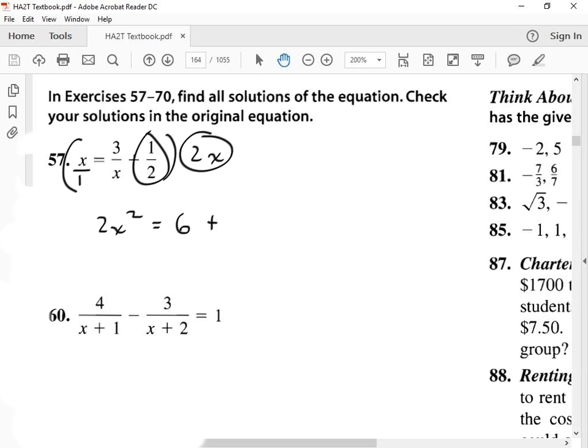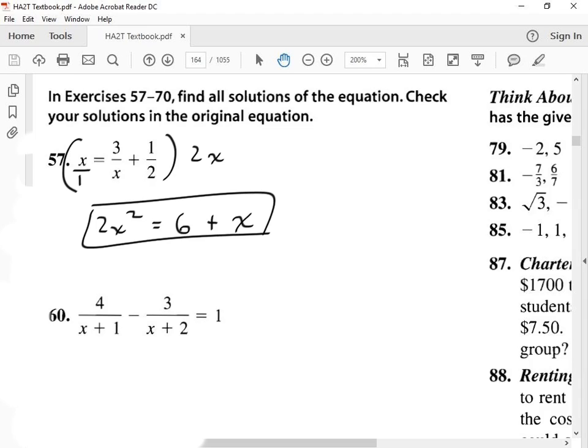The 2 times 1/2 is going to be what? Here, let's do it this way. What happens to my 2's? Cancel out. Now I have 1 times x, which is x. So I multiplied by the common denominator, and look what happened. I have no more fractions. It's beautiful, right?